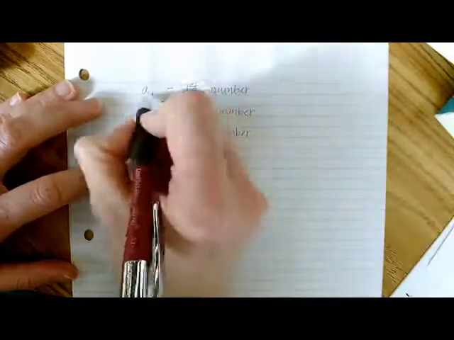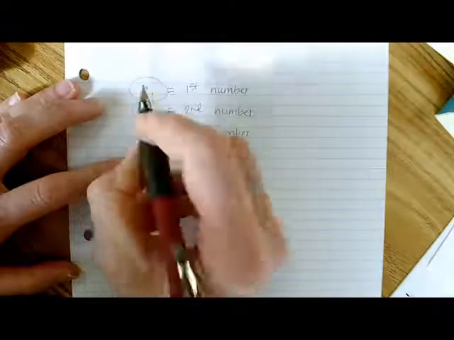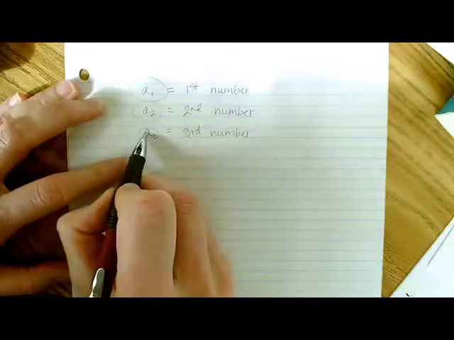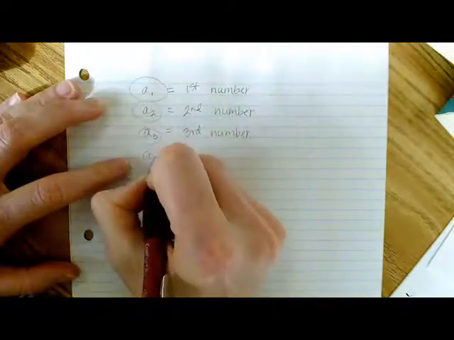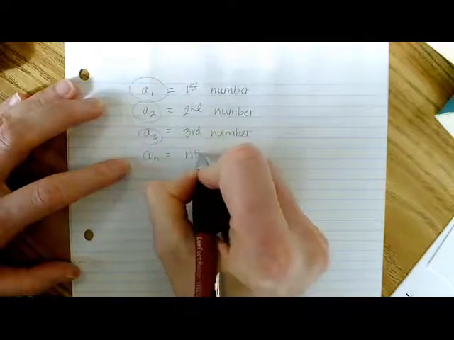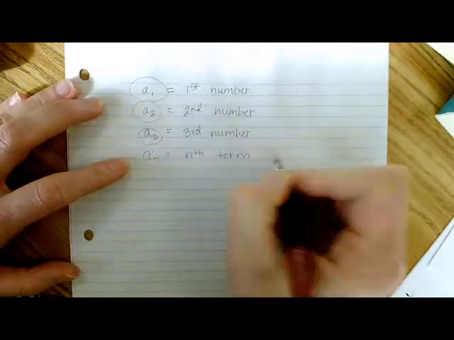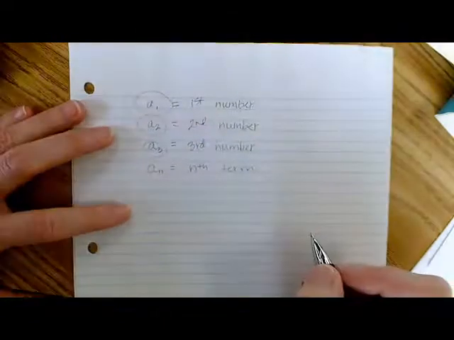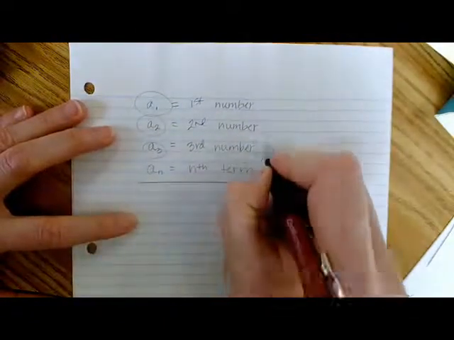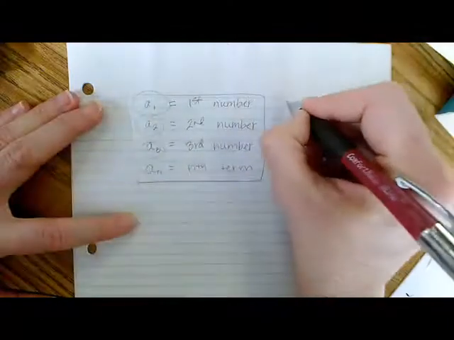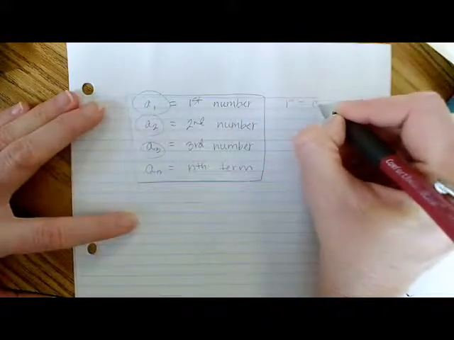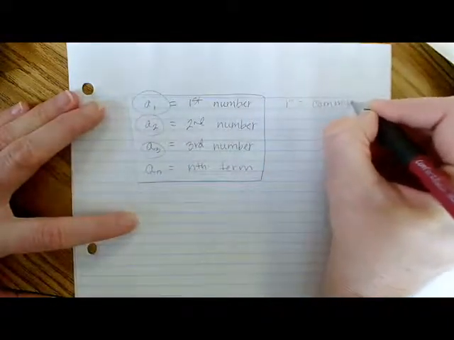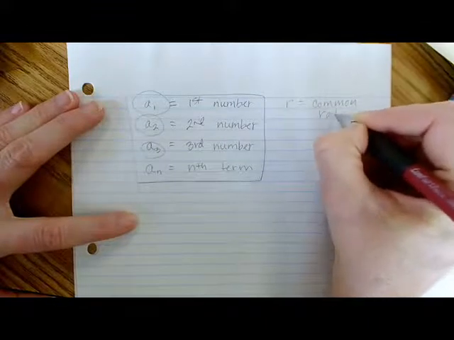That's one notation to recognize: we're going to use A sub 1, A sub 2, A sub 3. A sub n is the nth term, the nth number in the sequence. Another part of the notation that we use for sequences is the letter R, which represents the common ratio. R is the common ratio.